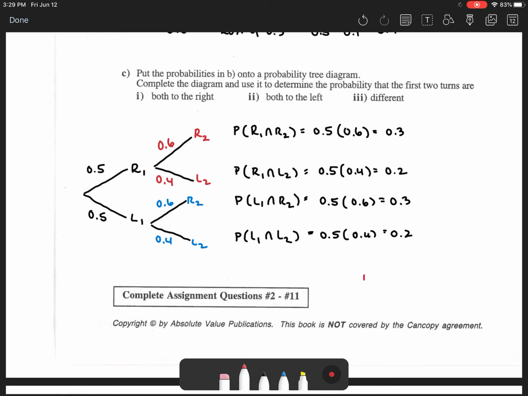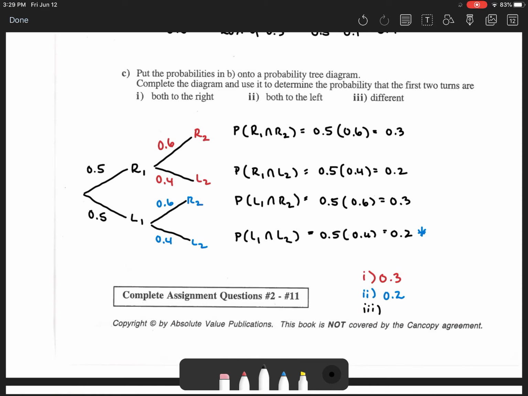So the first one in I says the probability that you go both to the right. So there'll be right and then right. Well, there's only one scenario that does that. That's right here. So that probability is 0.3. There's the first one. The second one is both are to the left. Well, again, there's only one that goes to the left on both moves. That's that one there, 0.2.